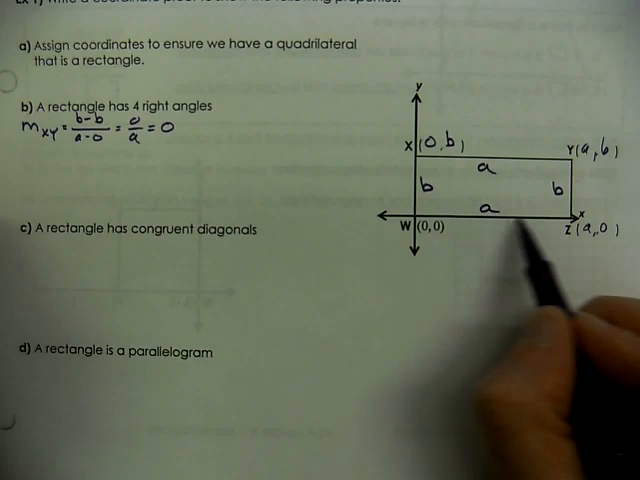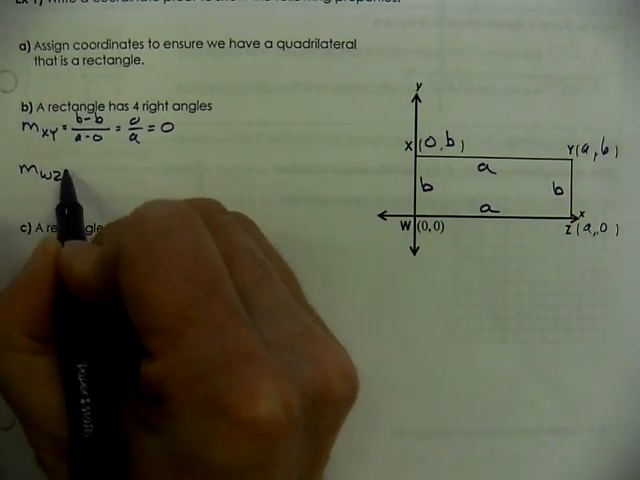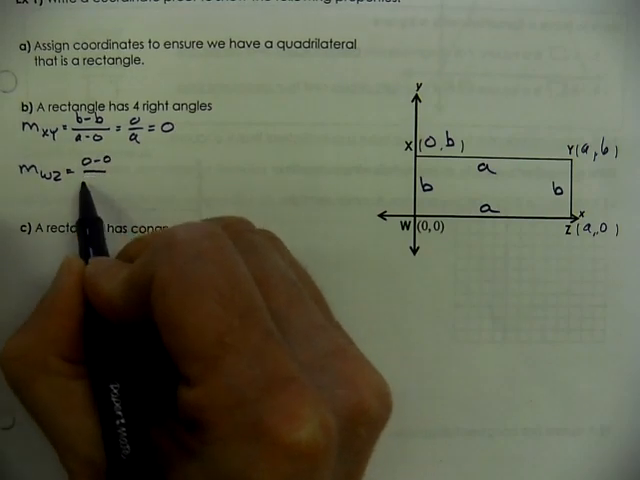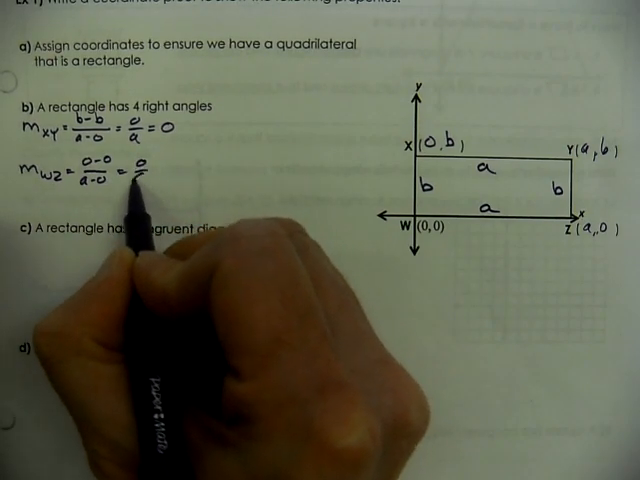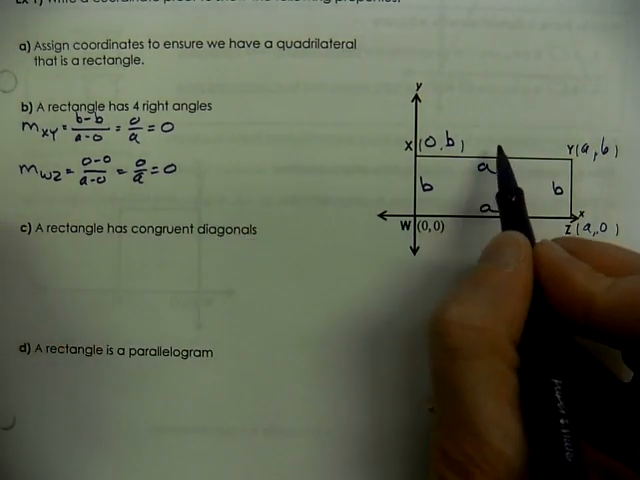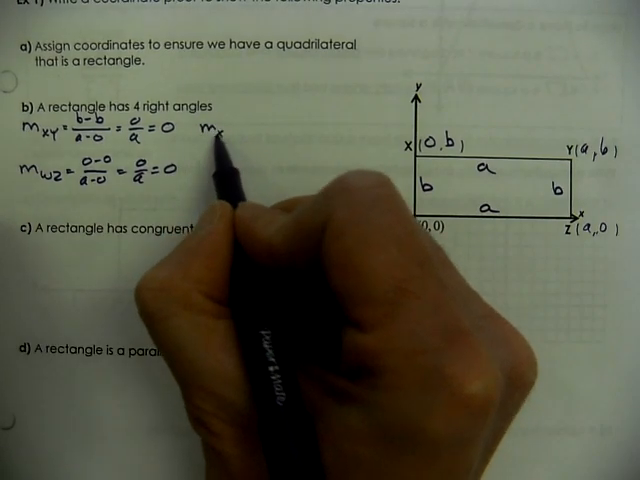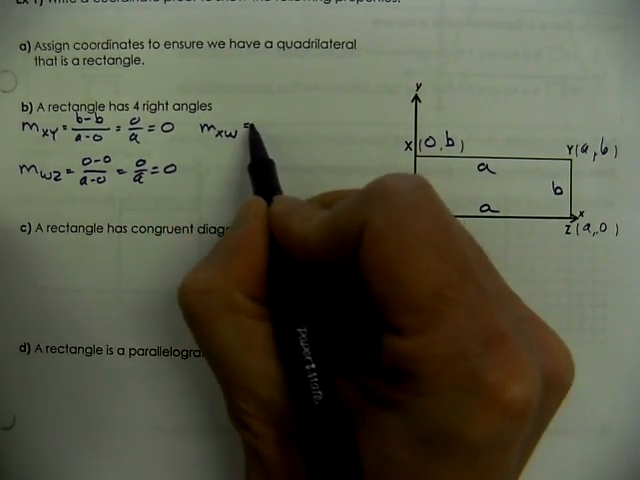So then right underneath that, this is the slope from W to Z. We have 0 minus 0 over a minus 0. That gives us 0 over a. And yeah, those are parallel because we got the same slope. Top is parallel to the bottom. Now let's do the left and the right sides. Slope of XW on the left.